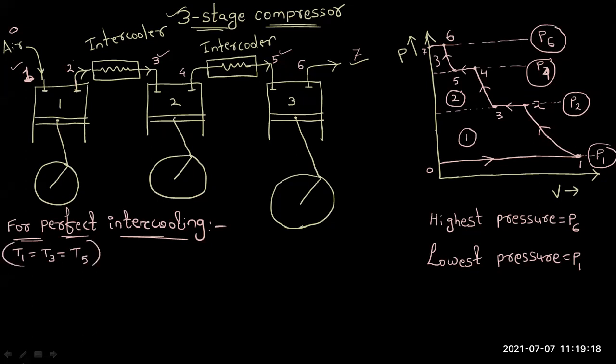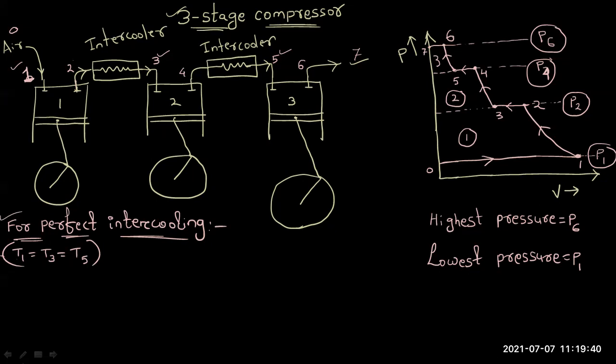What is the meaning of this? It means the entrance temperature for all the cylinders will remain the same. For cylinder 1, entrance temperature is T1. For cylinder 2, entry temperature is T3. And for cylinder 3, entry temperature is T5. So T1 equal to T3 equal to T5. This is the case for a perfect intercooler.